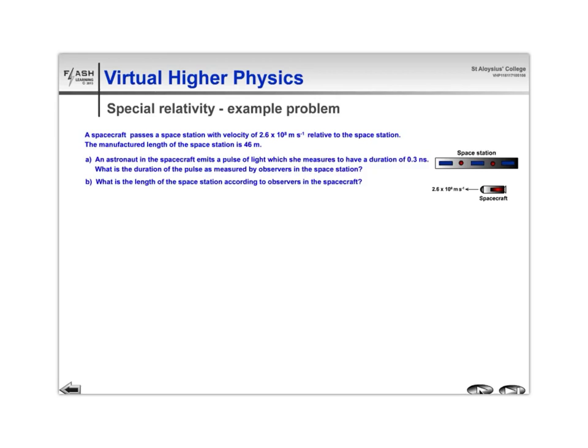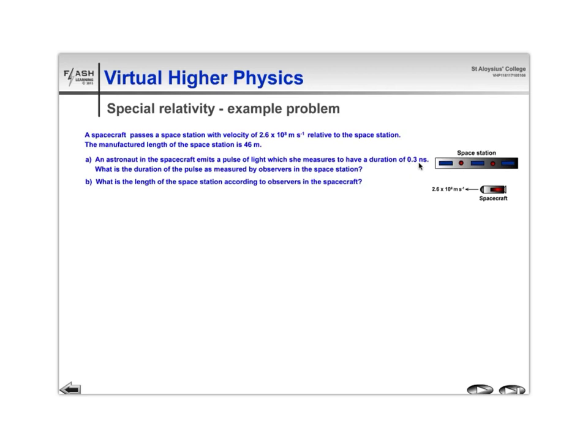So let's look at a worked example on these ideas of time dilation and length contraction. We've got a spacecraft passing a space station with a velocity of 2.6 times 10 to the 8. That's the relative speed between the two objects. The manufactured length of the spacecraft is 46 metres. And then we've got a question about time.